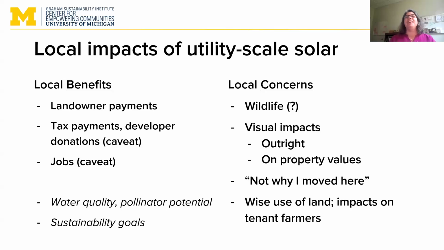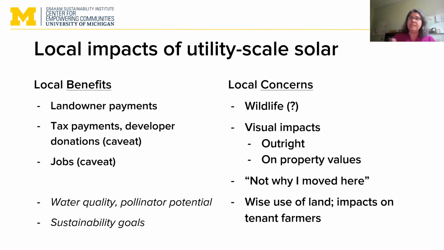Honestly, I think what's driving a lot of local concerns is visual impacts, both outright. Usually it tends to be drive-by impacts rather than the more visible impacts of wind, but also property values. There continue to be questions.